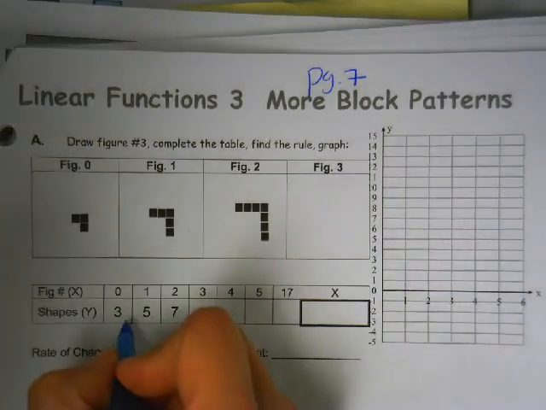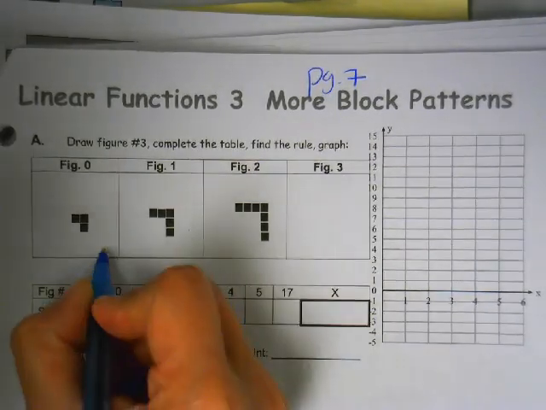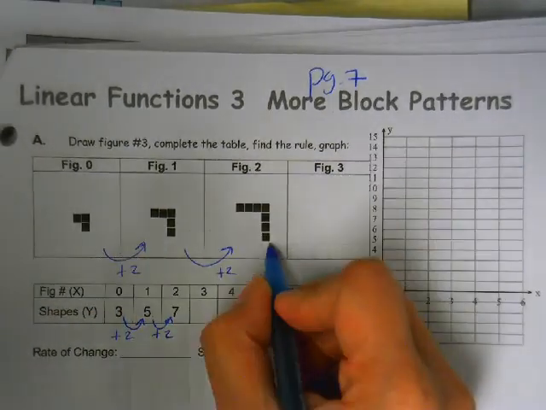A very important question in 8th grade. What am I changing by from here to here? What do I keep adding? Okay, let's write that down. We're adding 2 each time. Over here, we're also adding 2. So in different places, we see that we're adding 2, adding 2.